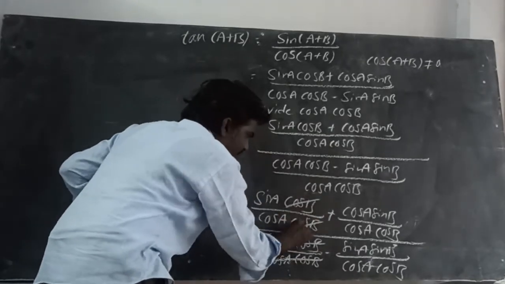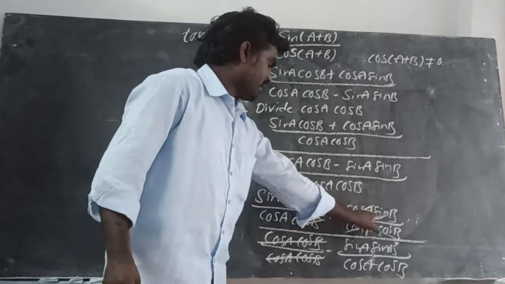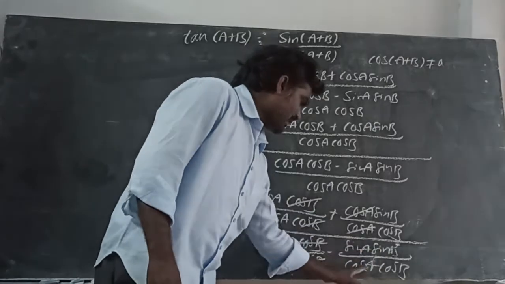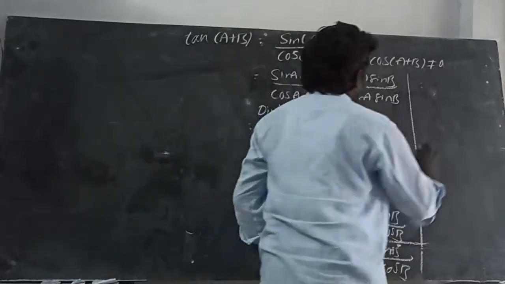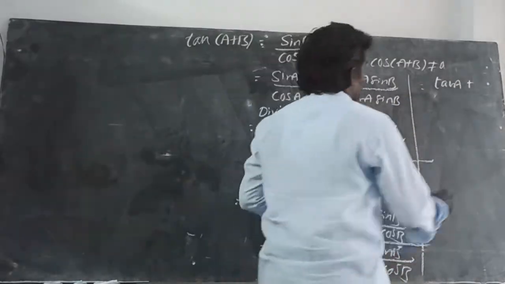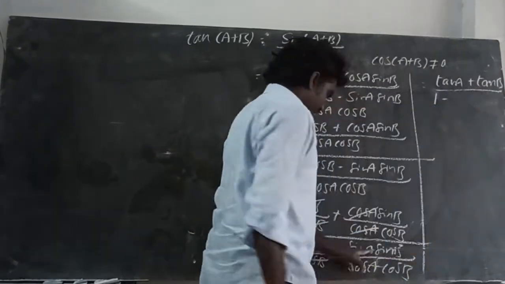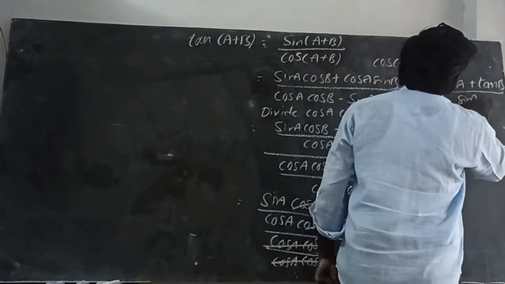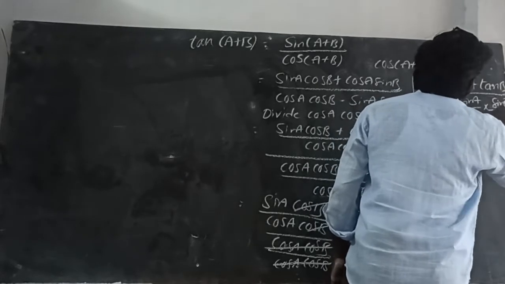Numerator and denominator both are cancelled. Here cos b cancels, cos a cos b cancels. What remains is sin a by cos a, sin b by cos b, and 1 minus sin a sin b by cos a cos b. So sin a by cos a you can get as tan a plus sin b by cos b you can get as tan b, by 1 minus, sin a sin b by cos a cos b, which you can write as sin a by cos a into sin b by cos b.